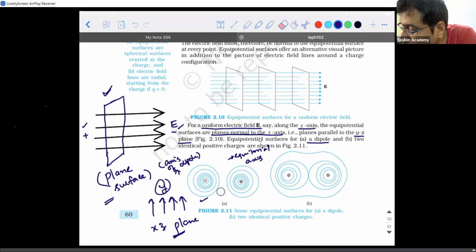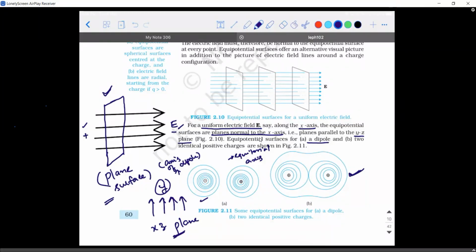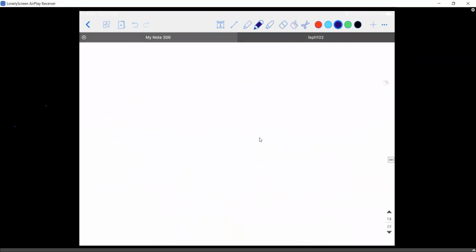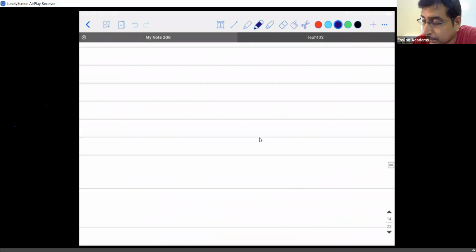This is the way the equipotential surface for a dipole is going to be. Similarly, the equipotential surface for two like charges will be in this way. I will explain the reason, okay? But you guys need to concentrate on how exactly I'm getting that.